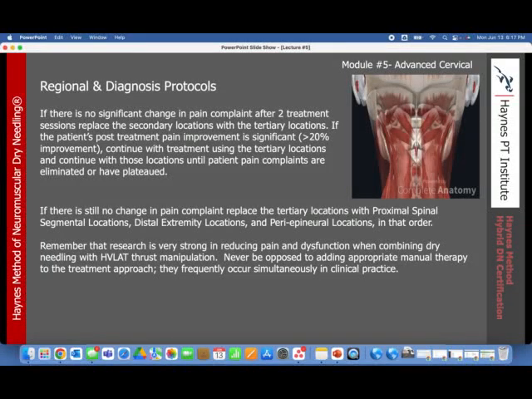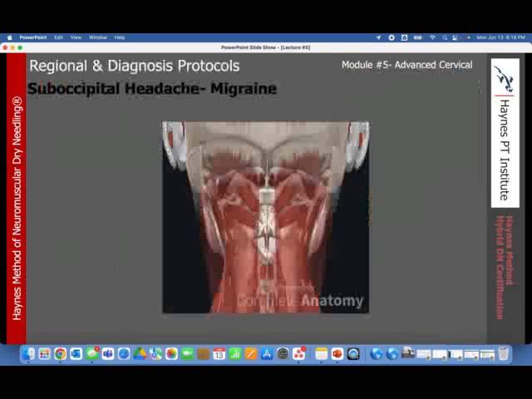Remember that research is very strong in reducing pain and dysfunction when combining dry needling with high velocity, low amplitude thrust manipulation. Never be opposed to adding appropriate manual therapy to the treatment approach. They frequently occur simultaneously in clinical practice. Quite honestly, it's rare for a person just to come in and be needled if there's not some other manual therapy or exercise therapy involved. Then you probably need to see if you can brush up on some of those approaches as well.